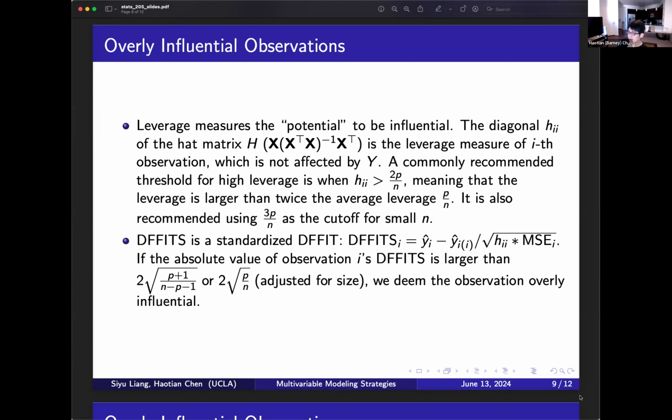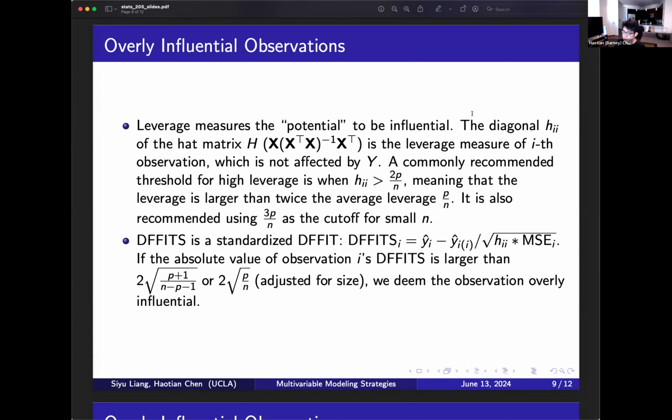The first is leverage, which measures the potential to be influential. The diagonal of the hat matrix is the leverage measure for the observation, which is not affected by Y. A commonly recommended threshold for high leverage is 2p/n, which is twice the average leverage. It is also recommended to use 3p/n as the cutoff for a small number of observations.